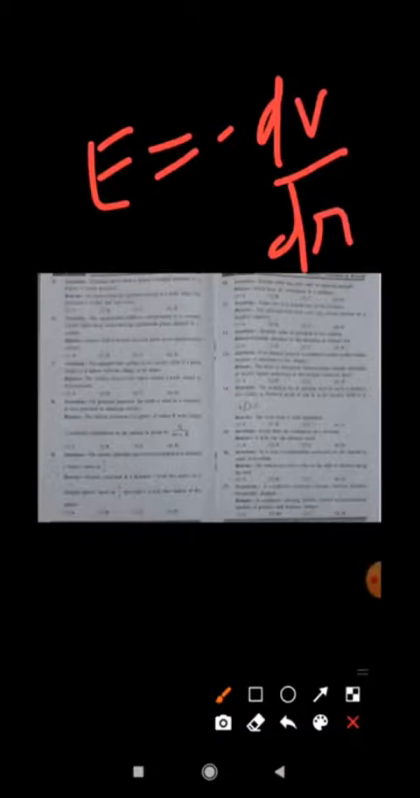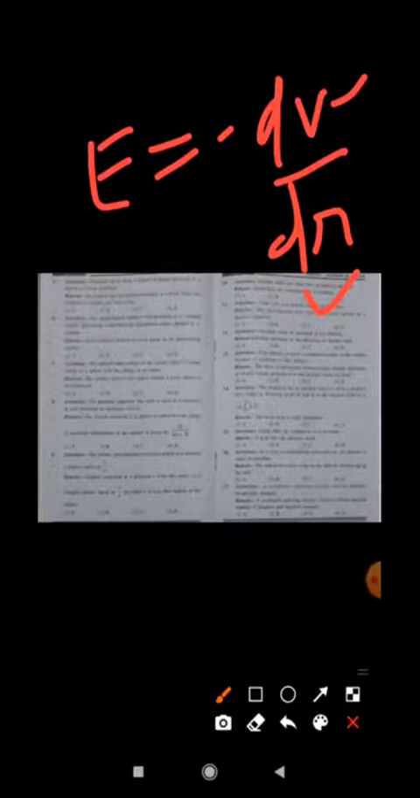From here, if you calculate the electric field, it will be different at different distances, since the potential is also changing with distance. It means the electric field will always be non-uniform in the region around the point charge. The electric field changes continuously with distance, so this is not a uniform field, this is a non-uniform field.